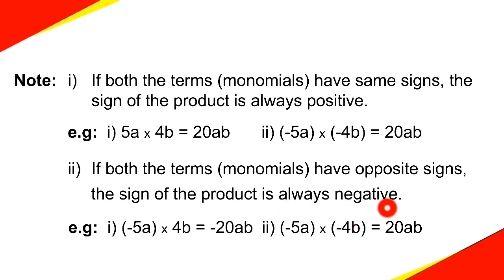Second example, minus 5a into minus 4b, 5 4s are 20, minus into minus plus, a into b can be written as ab, means what we can get? 20ab, right?